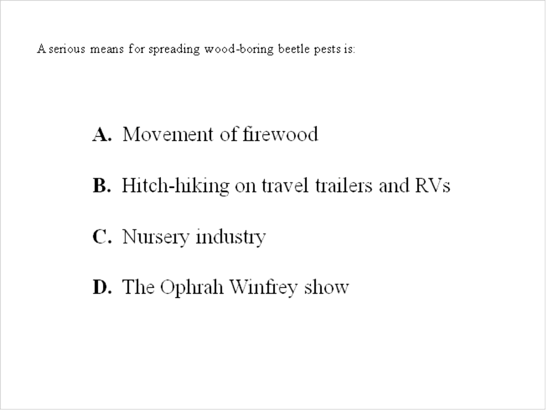Here's the second little quiz of the morning that I have for you. A serious means for spreading wood-boring beetle pests is: A. Movement of firewood, B. Hitchhiking on travel trailers and RVs, C. The nursery industry, or D. The Oprah Winfrey Show. So mark your answer and see what you think is one of the major ways that the wood-boring beetles are spread.